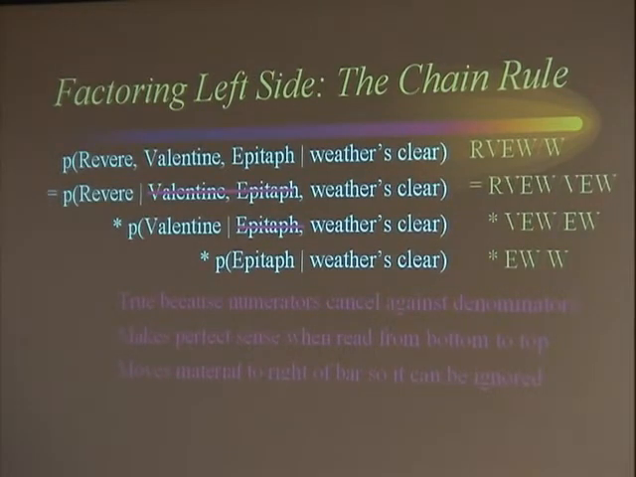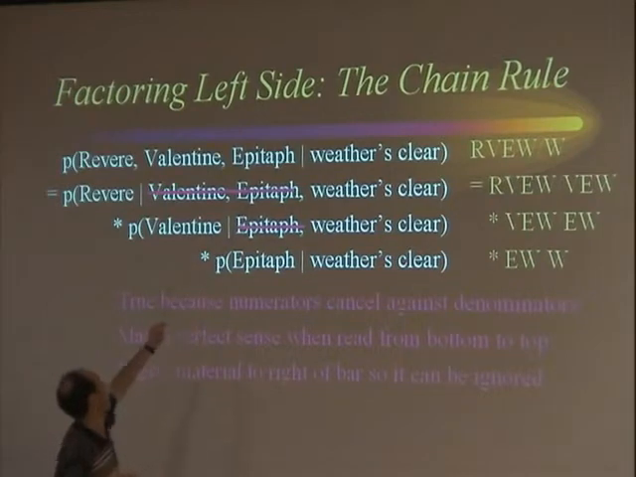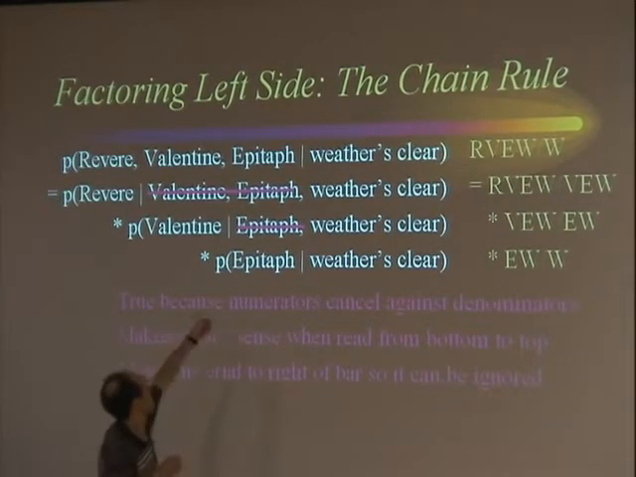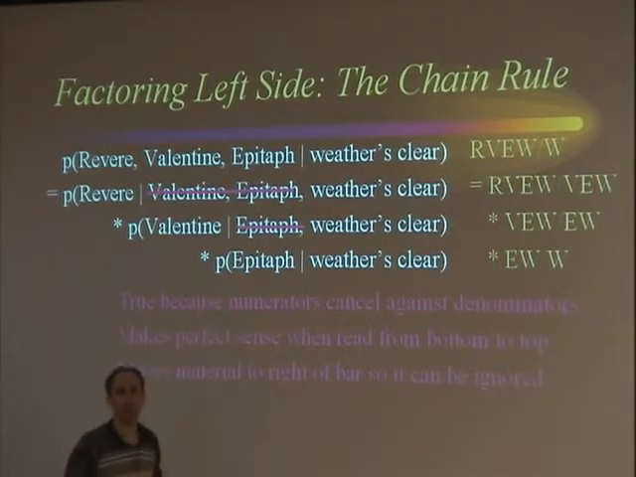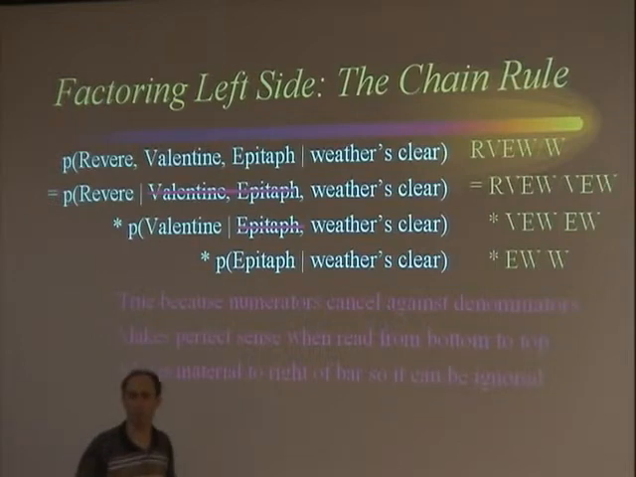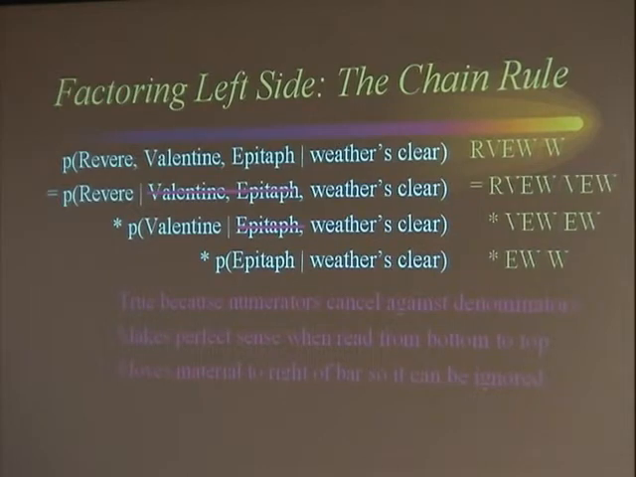Sorry? They can't all be first. Because they can't all be first, yeah. So once we know that Valentine and Epitaph are in second and third place, that increases Revere's chance of being in first place. So crossing these things off probably actually did reduce the probability from what it would have been if we'd kept them in there. But this is not a totally crazy assumption.